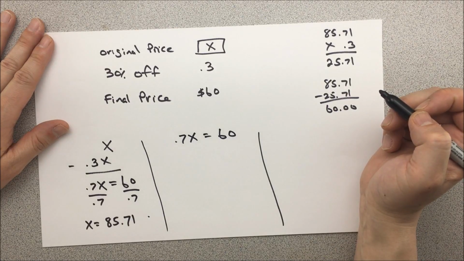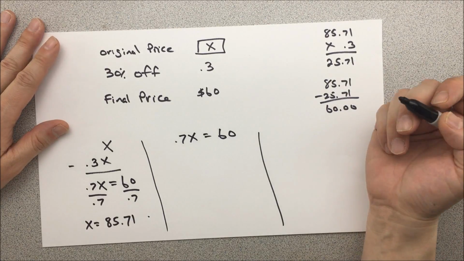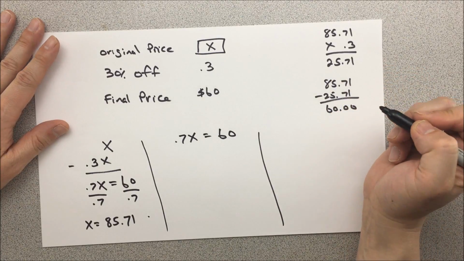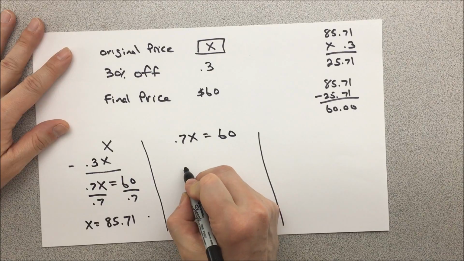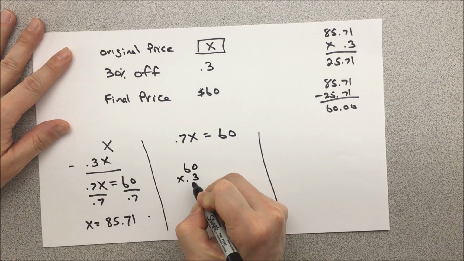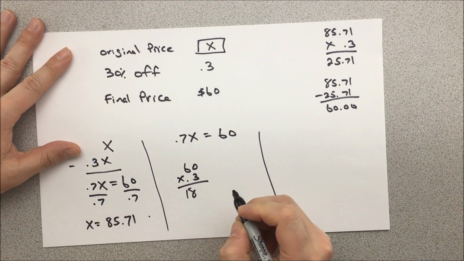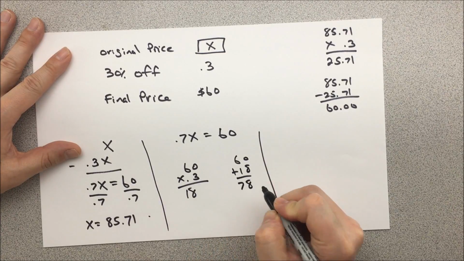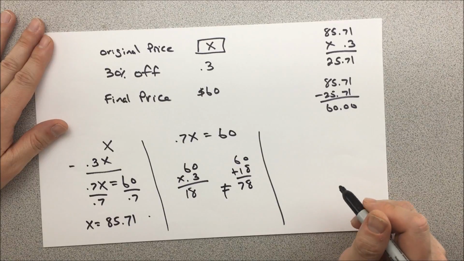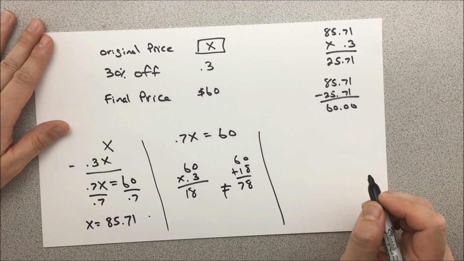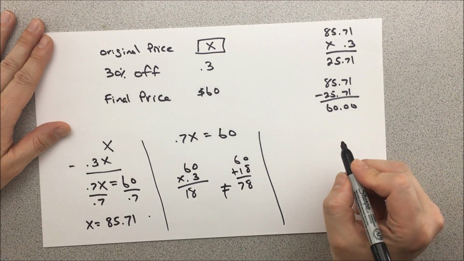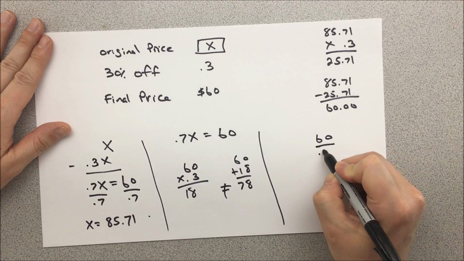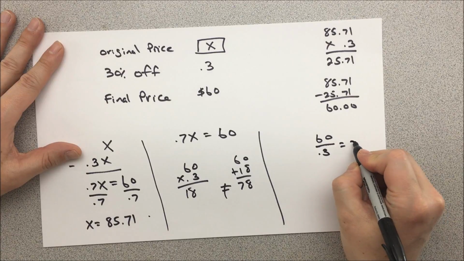There are a couple of things to look for when your child tries to solve a problem going from the final price to the original price. One way that your child might do it is to multiply 60 times 0.3 to get $18, and they may try to add 60 plus 18 to get 78. This is obviously not the correct answer. Another way that your child might try to solve this problem is to take 60 and divide it by 0.3 to get a total of $200.